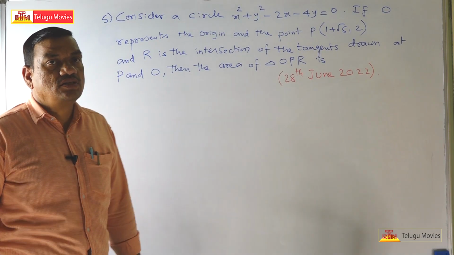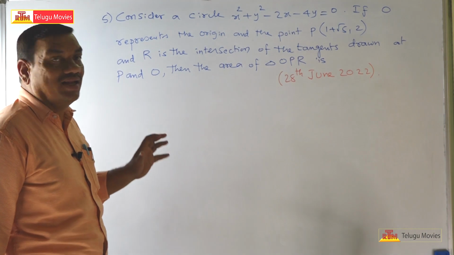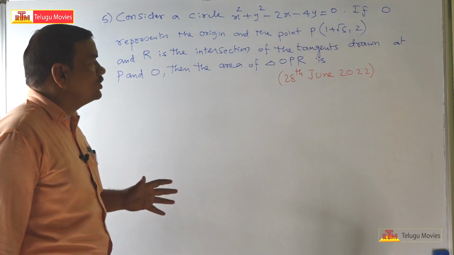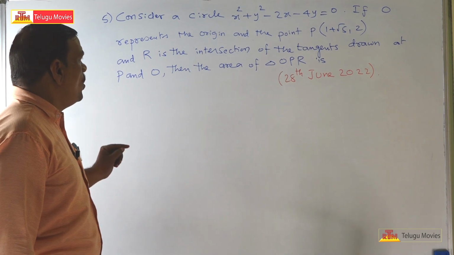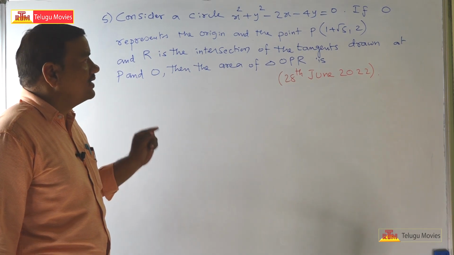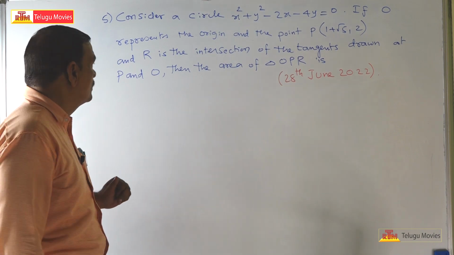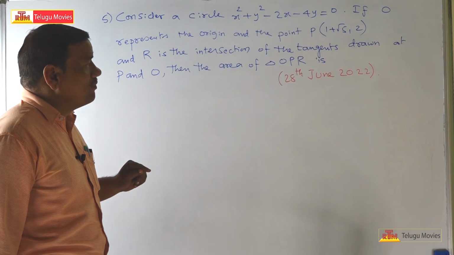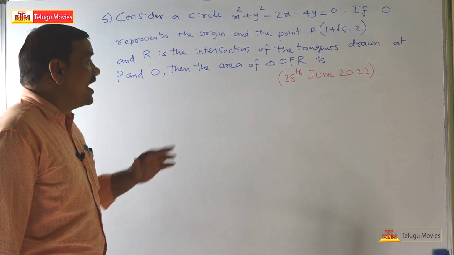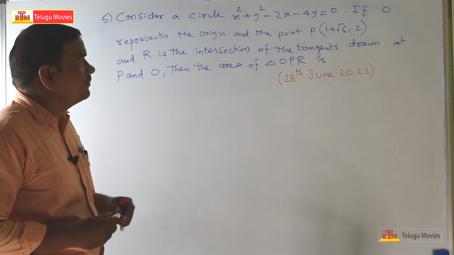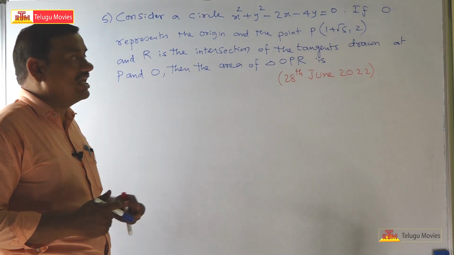Dear students, welcome to the fifth problem. Consider a circle x square plus y square minus 2x minus 4y is equal to 0. If O represents the origin and the point P is given, that is 1 plus root 5 comma 2, and R is the intersection of the tangents drawn at P and O, then find the area of the triangle OPR. Okay. So totally the problem is from the part circles.